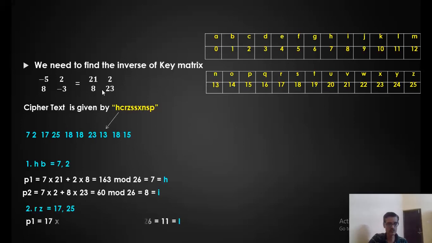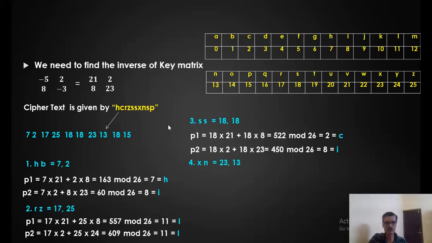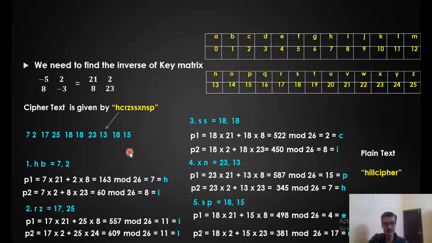Second case, 17 and 25, go with this again. L and L I got, my first word Hill is done. Now I go to the third case, S and S are my alphabets over here, equivalent numbers are 18 and 18. Then again plain text 1, plain text 2, I got CI. Then the fourth case, XN in my ciphertext, equivalent numbers are 23 and 13. Multiply, that's it. Last case, the same. Finally, my plain text is HILL CIPHER, which is nothing but my original plain text Hill Cipher.